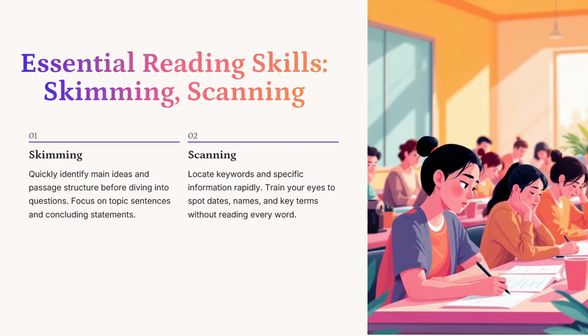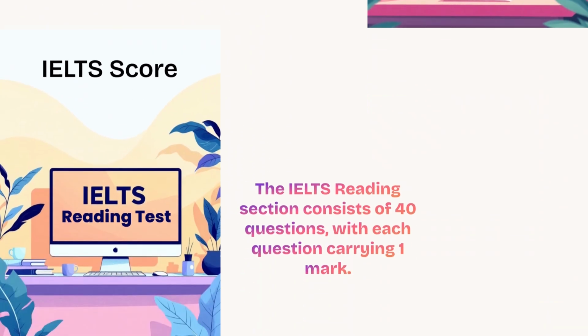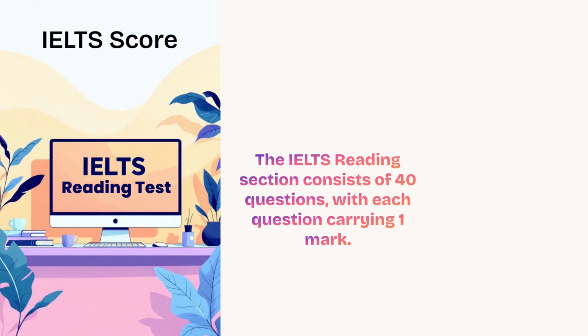Okay, now let me tell you about skimming. Skimming is the skill of quickly identifying main ideas and passage structure before diving into questions. It focuses on topic sentences and concluding statements, but scanning locates keywords and specific information rapidly. Train your eyes to spot dates, names, and key terms without reading every word. Okay, great. Now let's talk about marking system.